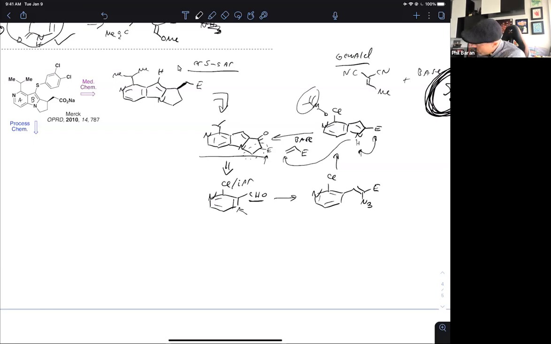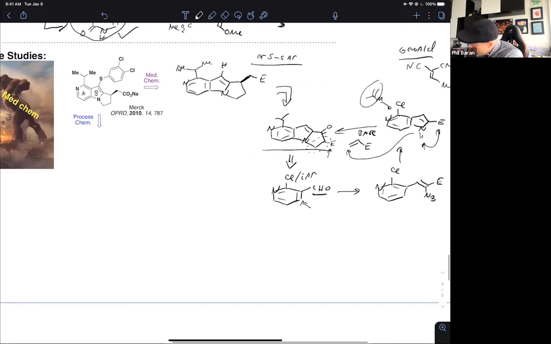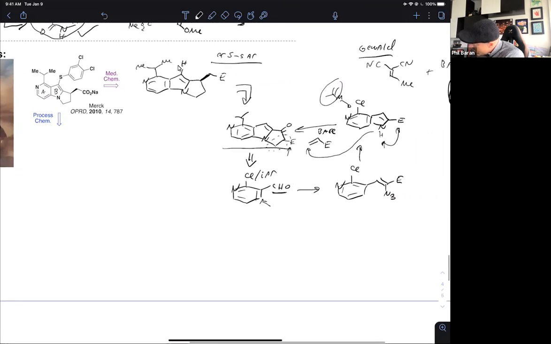But then they tossed it over the fence to Simona, who had to clean up the mess. Obviously, process scale is not going to be so happy with the Hemetsberger. They're not going to be so happy with Stille coupling or anything like that, followed by hydrogenation. There are certain things that they probably will be okay with. For instance, I mentioned already that disulfide, it's hard to beat that. You might even think that Dieckmann is probably pretty hard to beat on process scale.